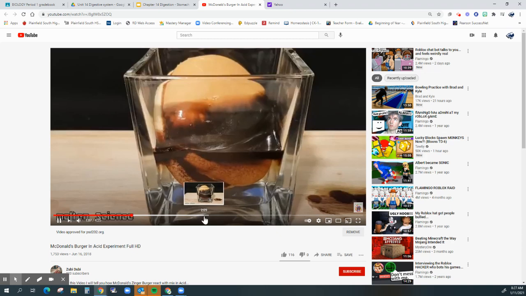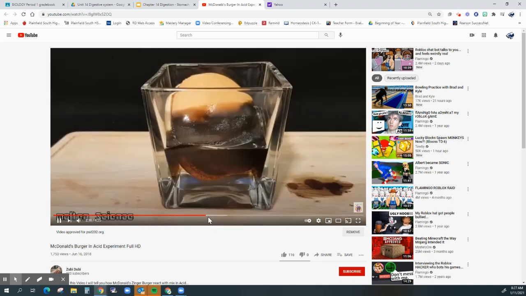All right, I'm going to skip ahead just a little bit here for you. So you can see we're about 2 minutes in and we've seen a little bit more of this process. All right, so food really does spend quite a bit of time in the stomach. It's not like we just dump it in there and it immediately dissolves. I mean, it will dissolve it, but it takes some time.